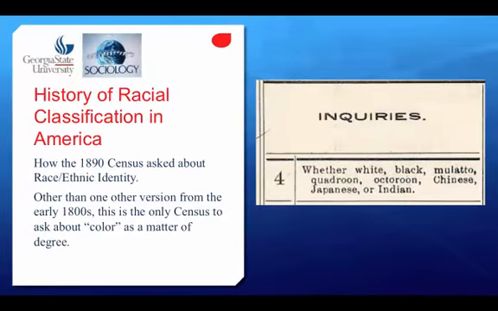Fast forwarding to 1890, you can see an interesting set of possible racial identities. Here you have what we had 20 years earlier with black, white, Chinese, and Indian. They've added Japanese, but very interestingly, they bring back mulatto, and then this concept of quadroon and octoroon. What these refer to is a quadroon would be a person who was 1/4 of black race, and then an octoroon would be 1/8.